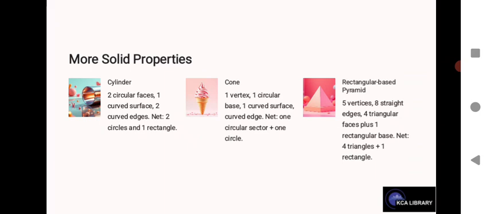A cylinder has 2 circular faces, 1 curved surface, and 2 curved edges. While a cone has 1 vertex, 1 circular base, 1 curved surface, and 1 curved edge. Then a rectangular base pyramid, as you can see from the photo, has 5 vertices, 8 straight edges, 4 triangular faces, plus 1 rectangular base.